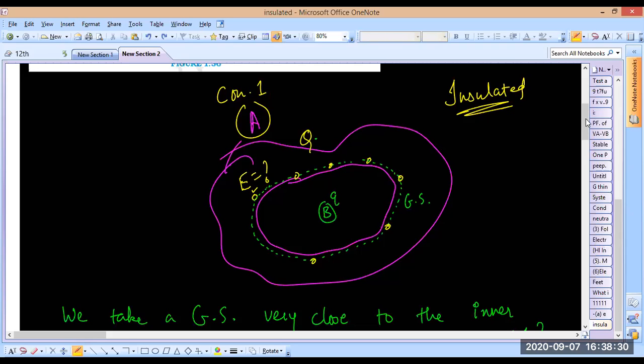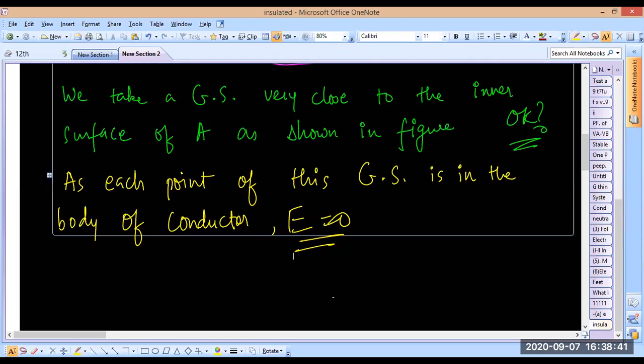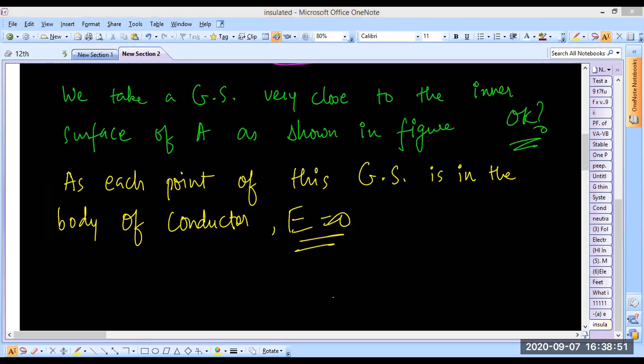In the body of the conductor, what is the electric field? This is the correct reason. There is no other correct reason, so guessing will not work. If you knew this reason, then it is correct, and you can think that I am congratulating you. Otherwise, not. No, Harsh, your answer is wrong. No, Tanay. Okay, so everyone check your answers. Did you really think like this?